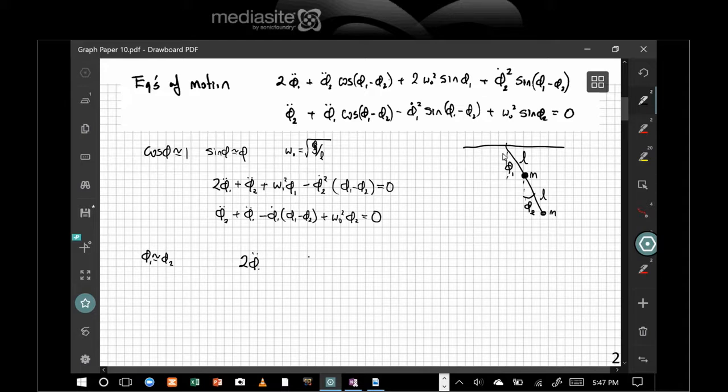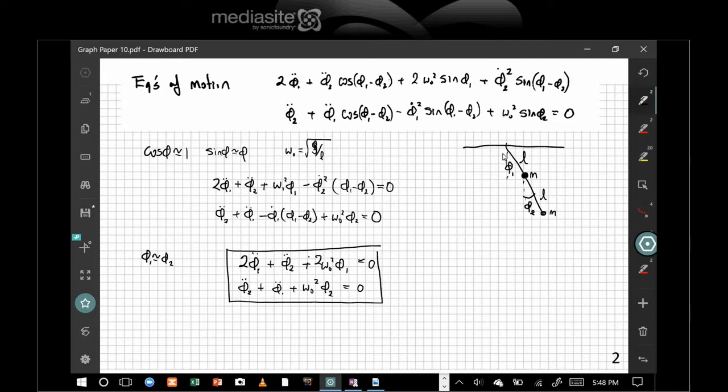I get 2 times phi1 double dot plus phi2 double dot, plus 2 omega naught squared phi1, equals 0. And then the second equation, simplifying it: phi2 double dot plus phi1 double dot, and then I have just omega naught squared phi2, equals 0. Again, there are still two coupled second order differential equations, a little simpler.